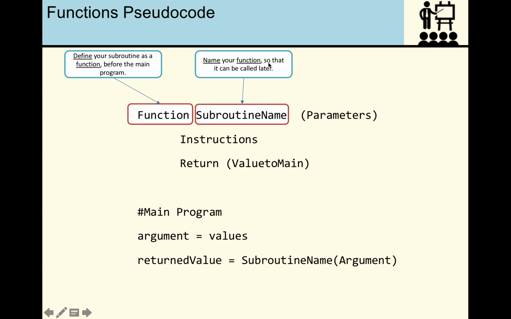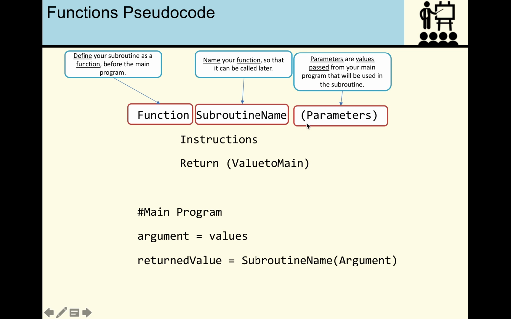After I define it, I need to give my function a name. So I have my function defined and I'm naming it my subroutine name. Please use more meaningful names than this; it's just an example. Then I have a pair of brackets, and inside those brackets I have parameters, which are values passed from my main program. As said in the previous slide, my parameters are variables that contain values passed from my main program, and they'll be used within my subroutine.